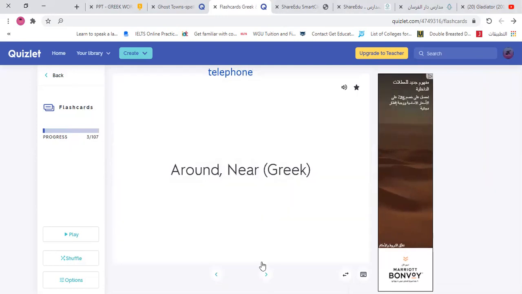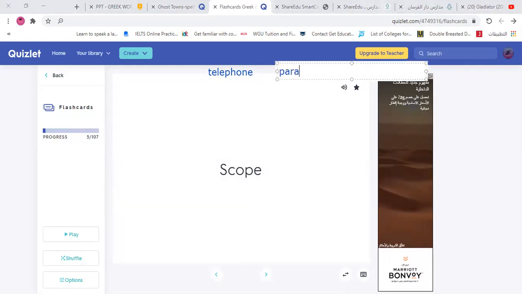But if you put peri and graph together, what will it give you? It will give you the word paragraph. So para comes from the word peri, which means near. Graph means writing. Paragraph means something that you are writing right now, near you. So I have telephone and paragraph right now. You see how they come? From where? They come from Greek.